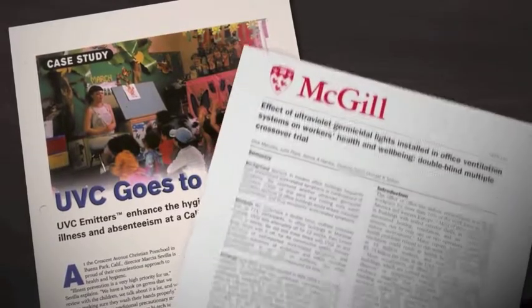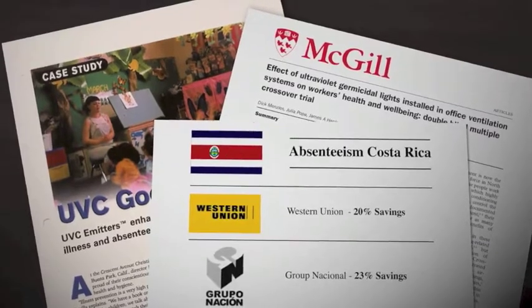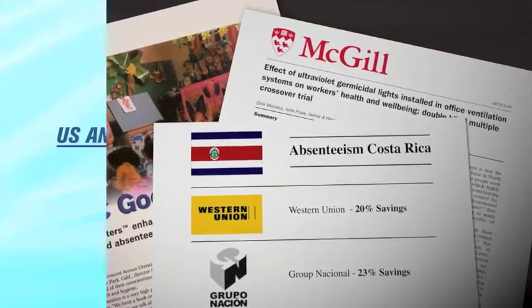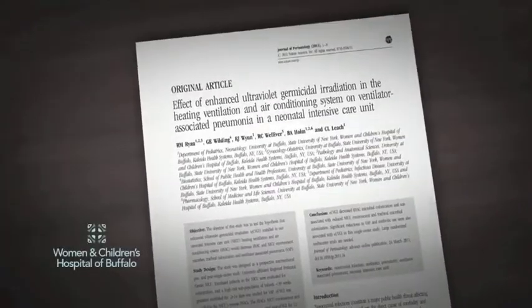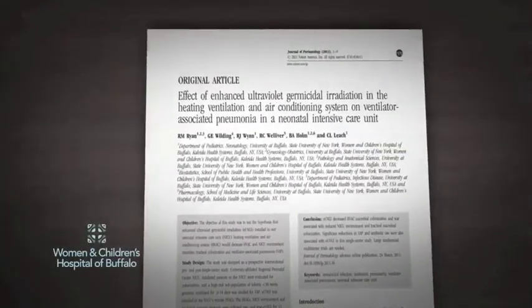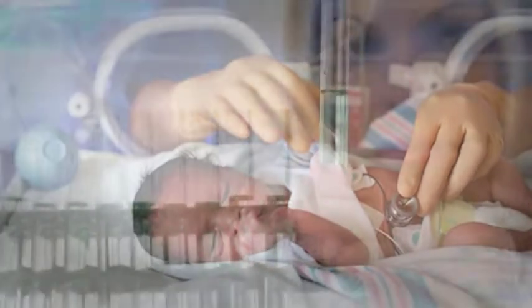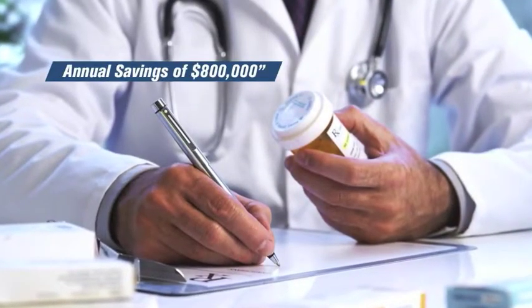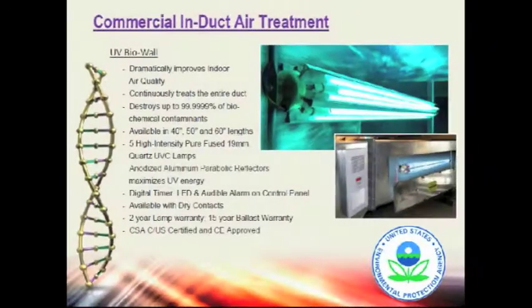Superior IAQ, with a reduction in staff sickness and absenteeism, often by as much as 25 to 50%. And an incredible reduction in hospital-acquired infections. One neonatal peer-reviewed study shows that after an investment of only $30,000, there was a drop in infections of 40%. Annual savings from antibiotics, lab tests, doctors, and nursing costs of an amazing $800,000. The hospital had an extra bonus of shorter patient stay and greater bed availability.